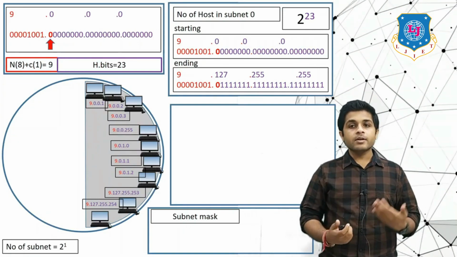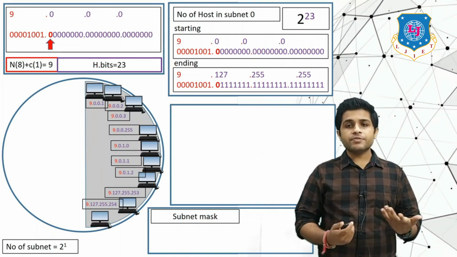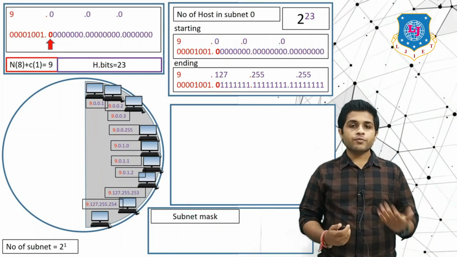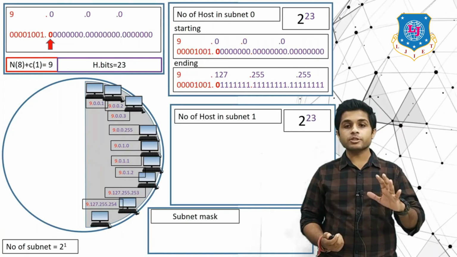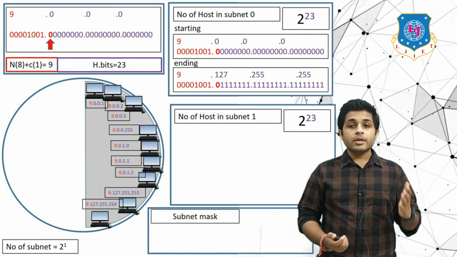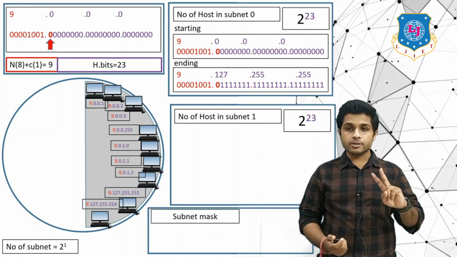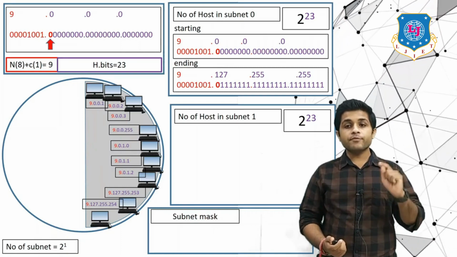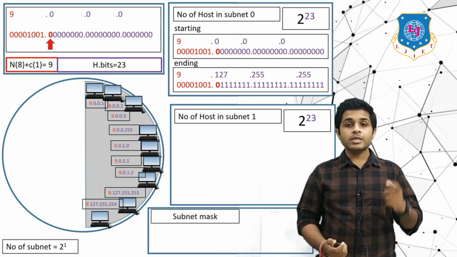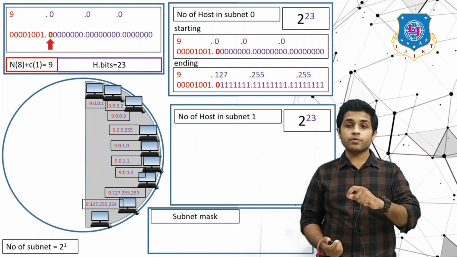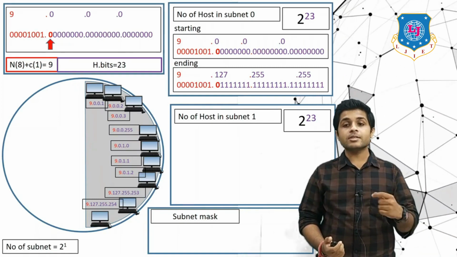Now I want to find the first address in subnet 1. Before that, let's find how many hosts are possible in subnet 1. For that, we have to check the host bits, which are 23. So 2^23 hosts are possible in subnet 1. Now, to find the first address in subnet 1, you can follow two methods. In one method, you can add 1 to the last address of subnet 0. So what is the last address of subnet 0? It is 9.127.255.255. If you increment 1 to the last address, you will get the first address in subnet 1.